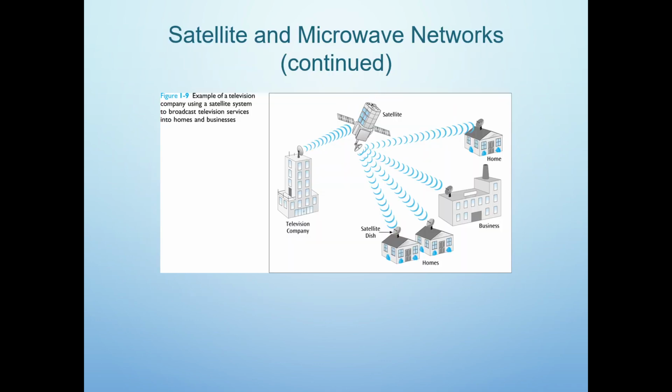This figure shows how TV dishes installed on top of tall buildings can transfer voice and video signals over long distances through satellite.